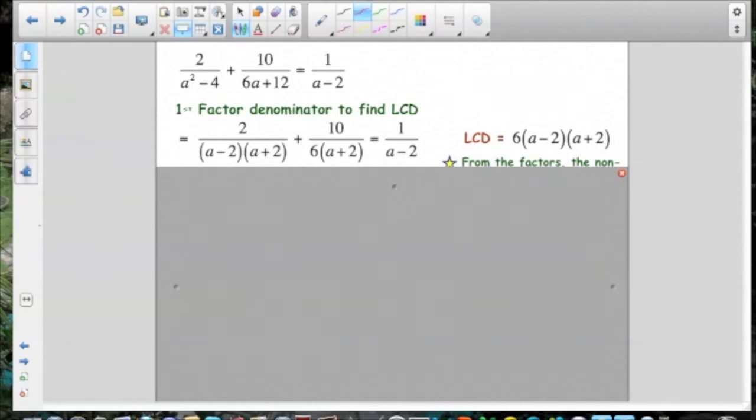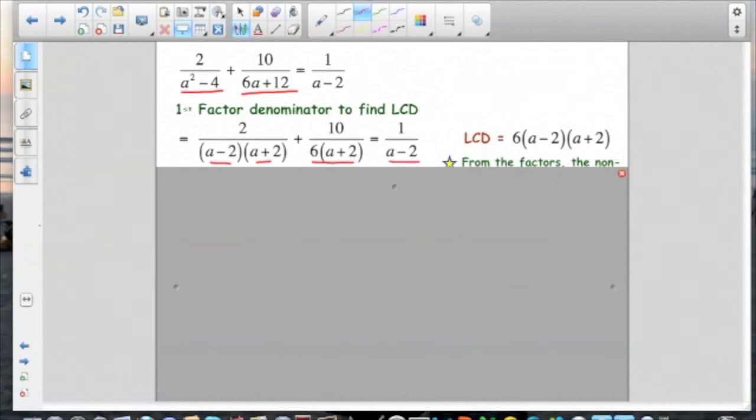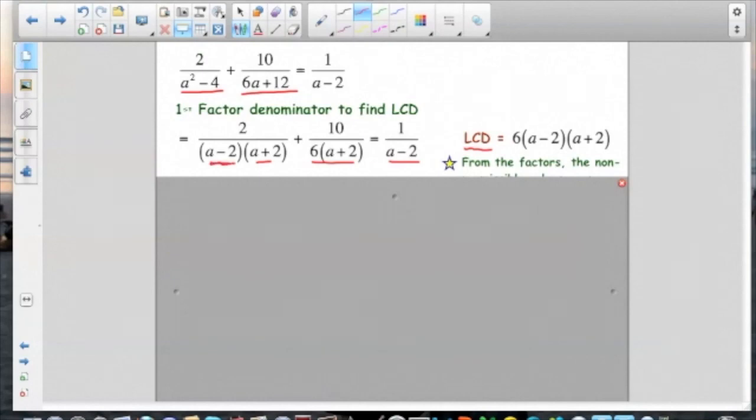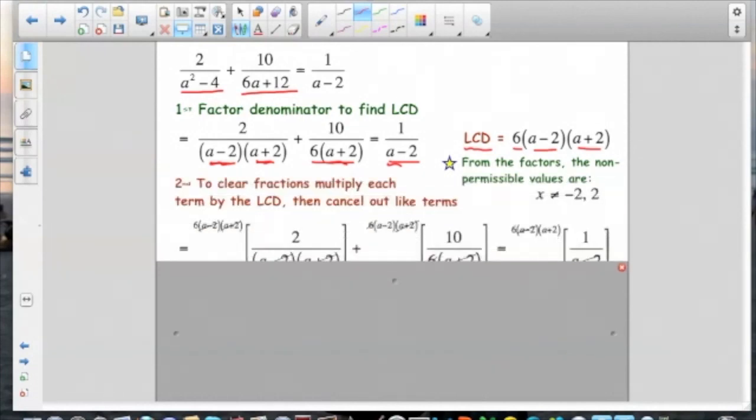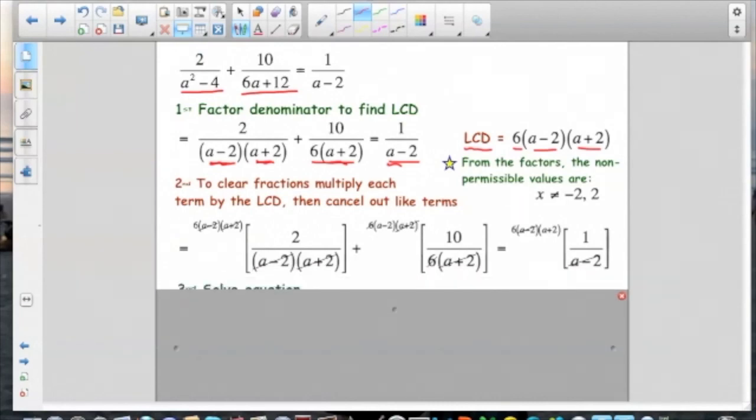All right, so we take this and factor it. There are factors. We take this term and factor it to there. And then this cannot factor. So now we're looking for the lowest common denominator. So we have an a minus 2 that's common, an a plus 2 that's common, and then that's 6. Okay, so there's our lowest common denominator. So now we're going to multiply each of these terms.